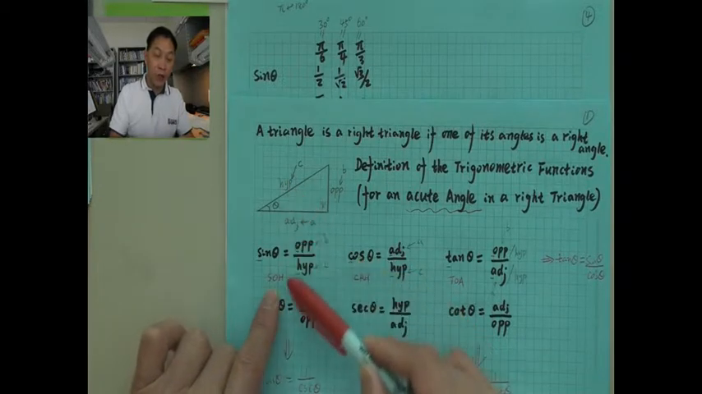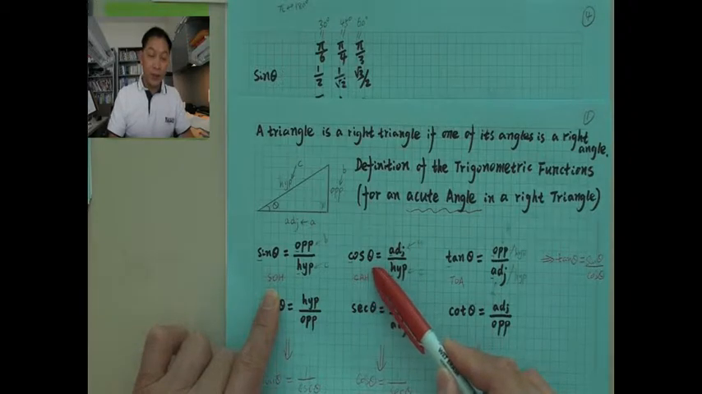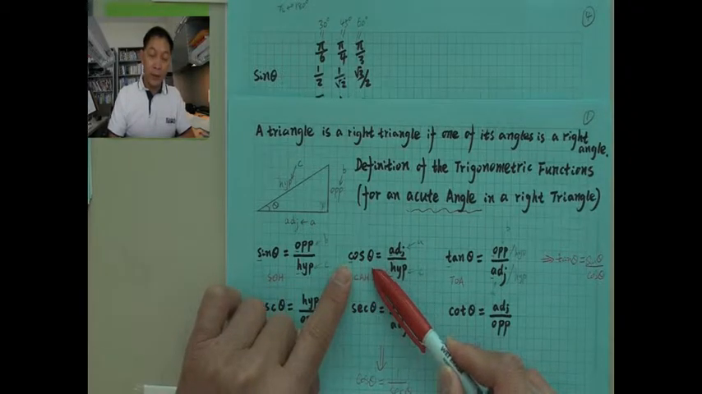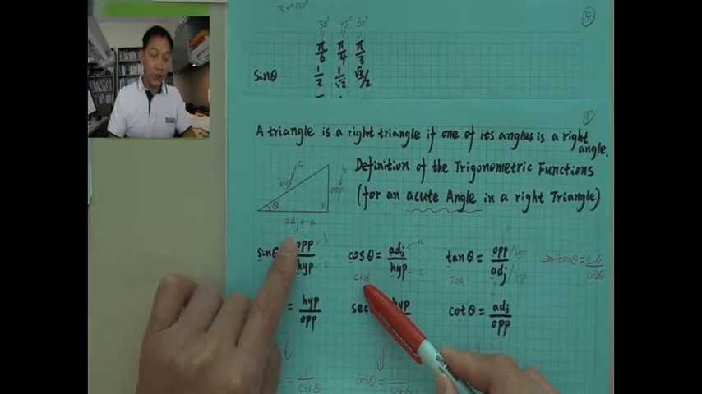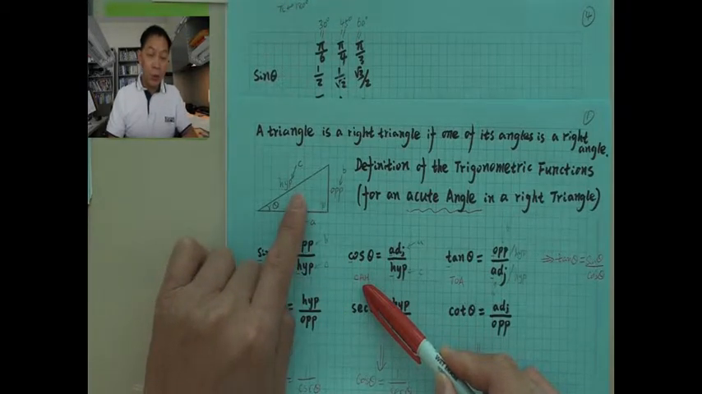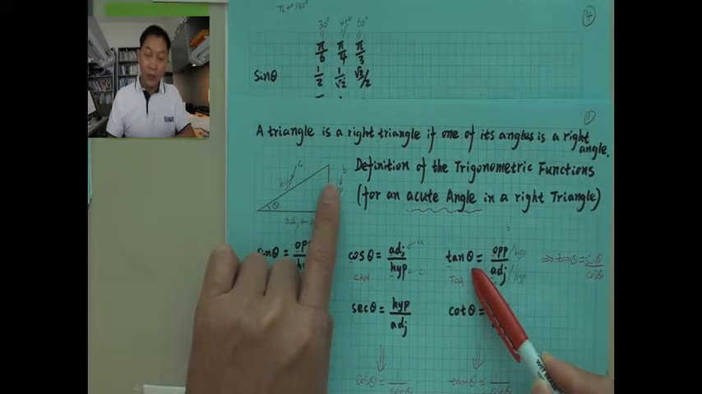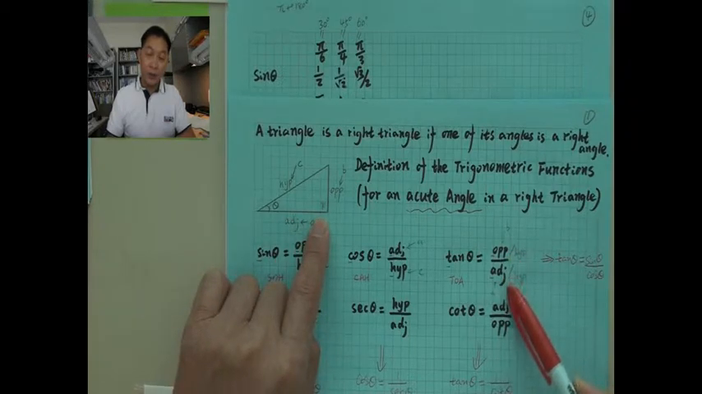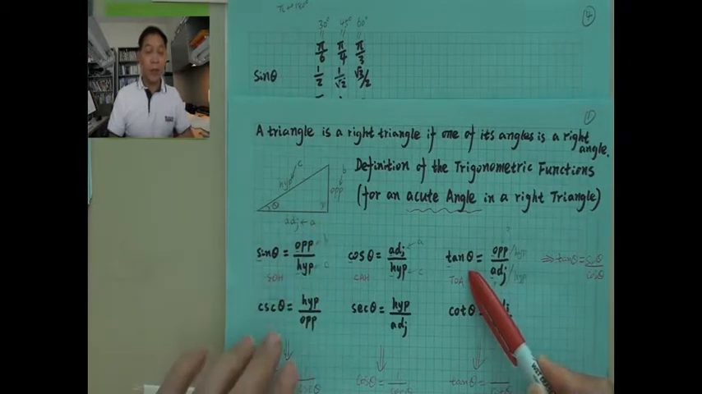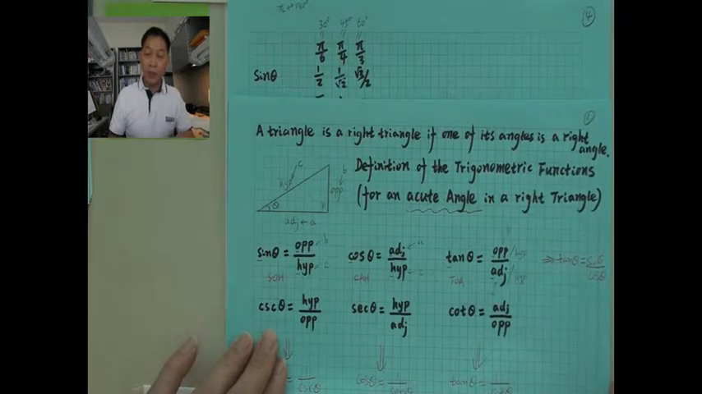Okay, so we have SOH. And cosine is CAH, so it's adjacent over hypotenuse, and tangent is opposite over adjacent. That's in a right triangle. That's the first definition we have.